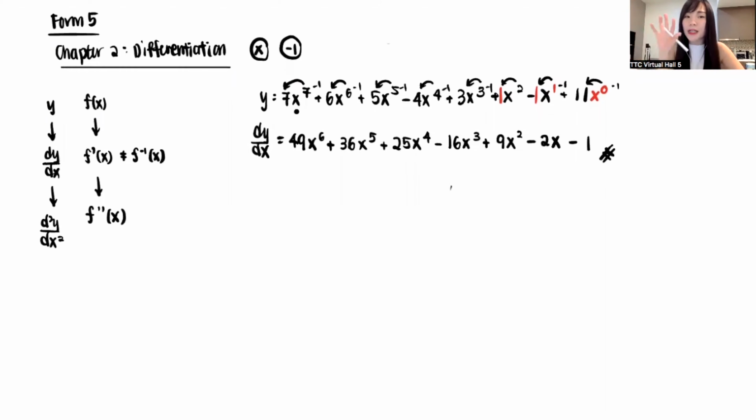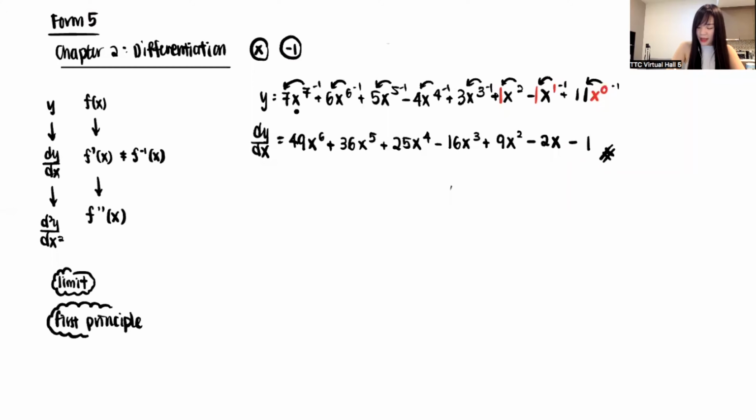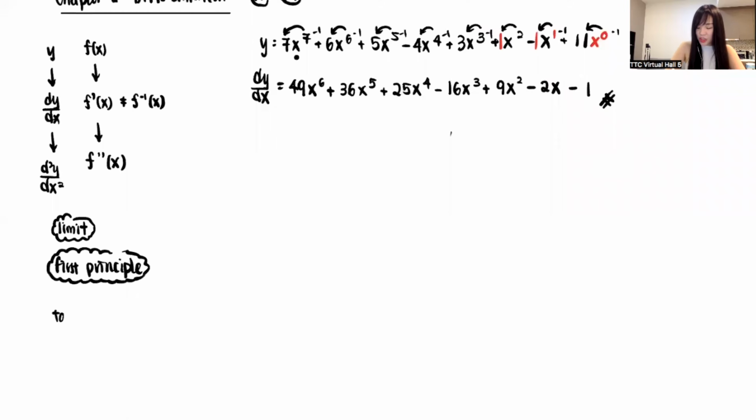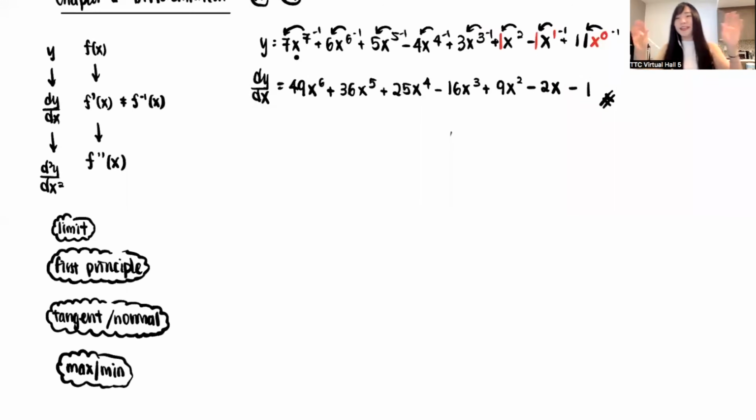So next thing, my dear, this chapter is actually a very big chapter. So in a 2 hours seminar, I don't think I can cover a lot of things. But let me tell you guys, okay? Let me say about it, okay? So this chapter has limit, okay? Yeah, first principle, okay? And then tangent and normal. Then also maximum and minimum, which all the above I mentioned I'm not doing today.